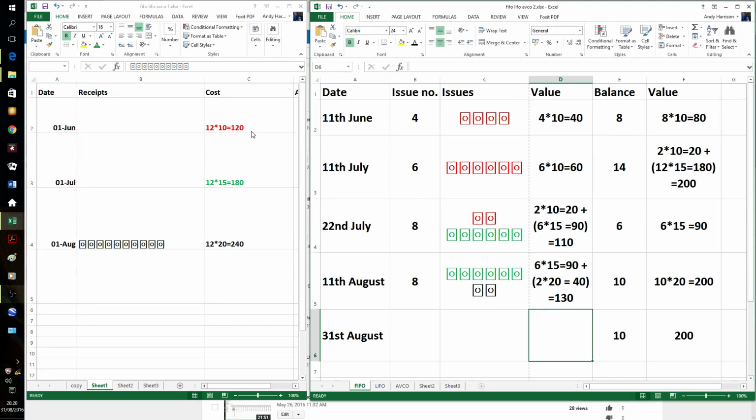Quick check then, 120 plus 180 is 300, plus 240 is a total of 540. If you take off 540 minus 40, that's 500, 440, 340, 330, minus 130 is £200. So there's nothing lost, there's no ups or downs or anything like that. What's issued, it all balances out.